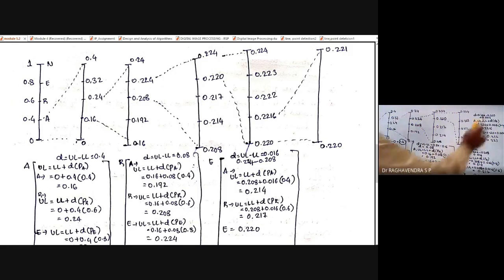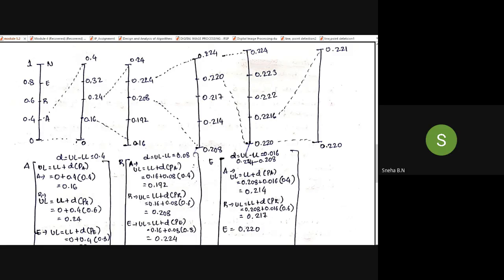I will rub this because I must expand my value. Shall I rub this? This one? Yes, sir.